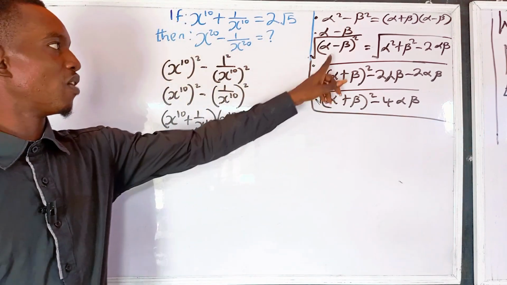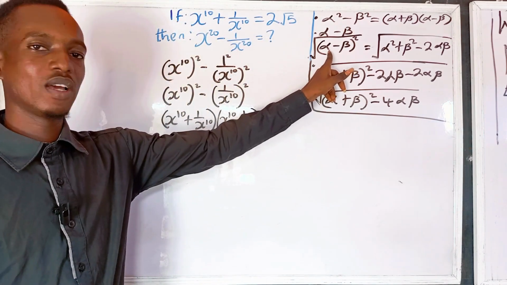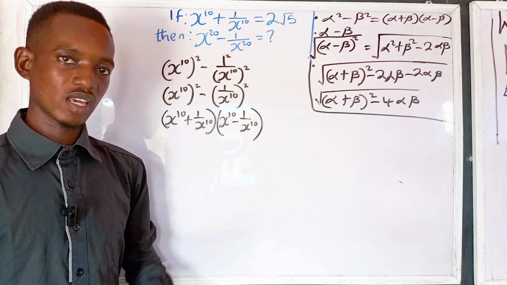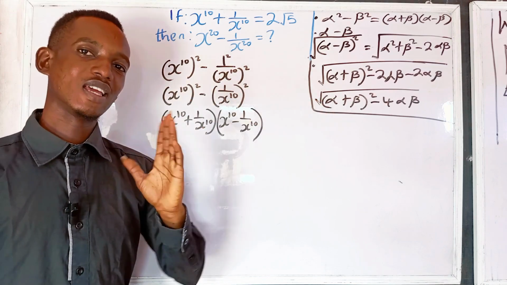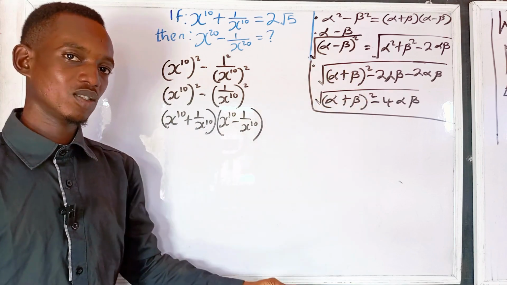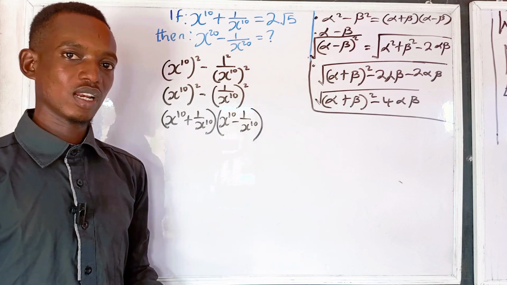Finally, we have expressed alpha minus beta in terms of just alpha and beta. Now, what I've done here is use an algebraic identity. So if you are new to algebraic identities, please let's go online and check it.